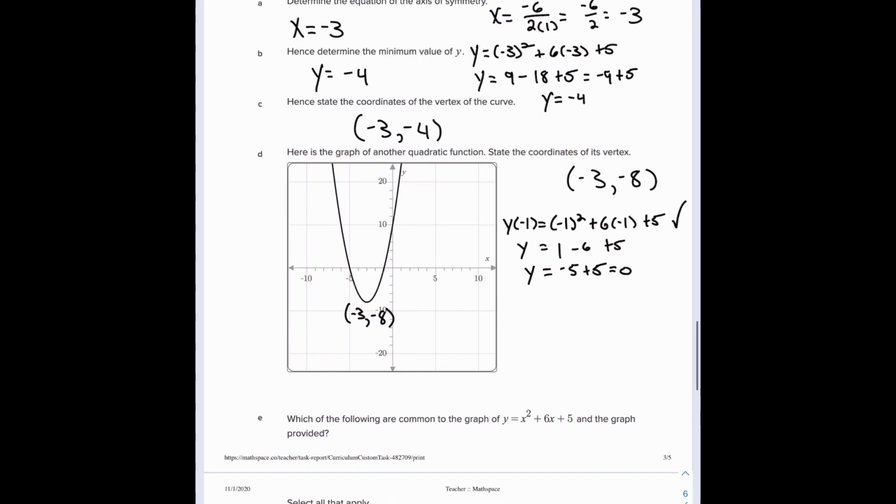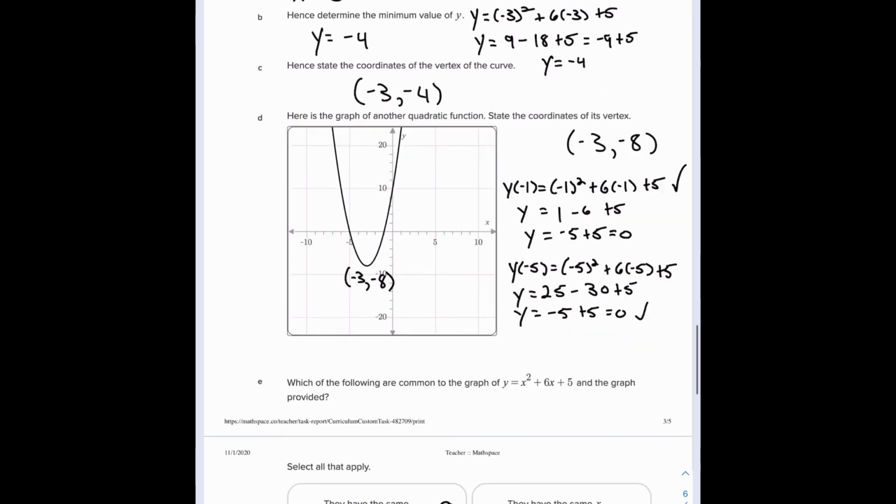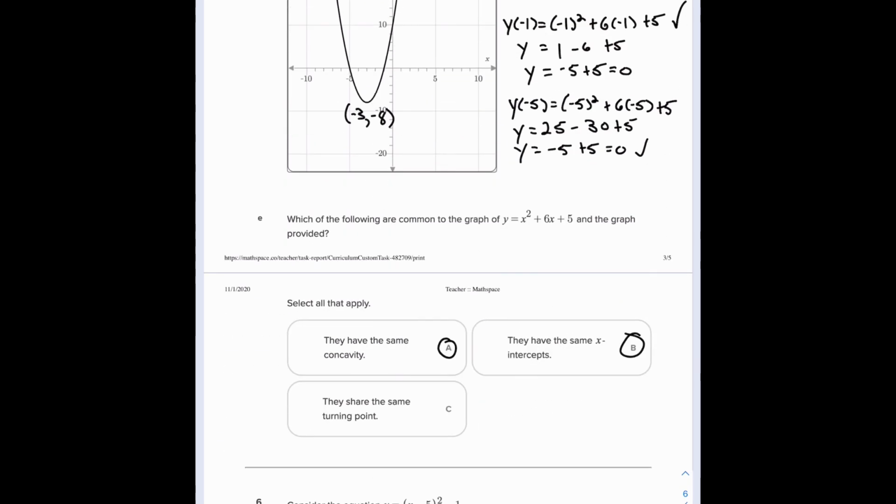And now we're going to test -5. So y of -5, -5 squared, plus 6 times -5, plus 5. So we're left with 25 minus 30 plus 5, -5 plus 5 equals 0. So that one also works. So they do have the same x-intercepts.